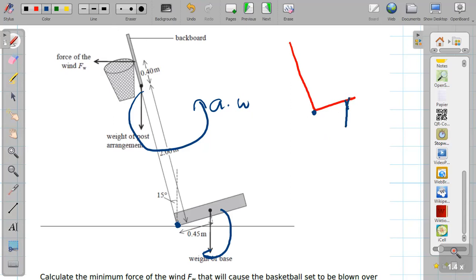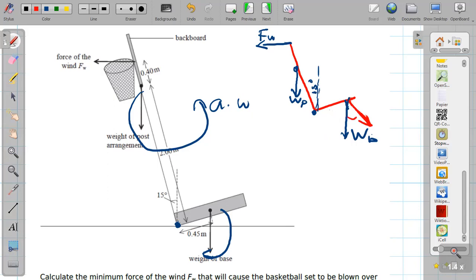And there is a force which is directly downward, and the angle is marked as 15 degrees. This force is F wind, and the weight of the post and weight of the base. Right? Okay. Now I told you one thing. Whatever the shape, it doesn't matter. You have to get the force which is perpendicular to the line of action.